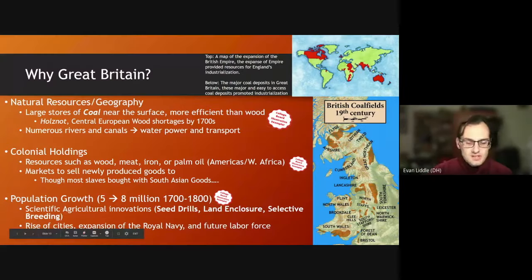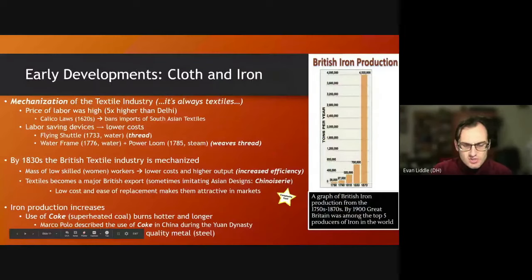So let's talk a little bit about the early industrial movements. That is the movements towards mechanization of production. So it always starts with the textile industry, as you're going to see going forward.